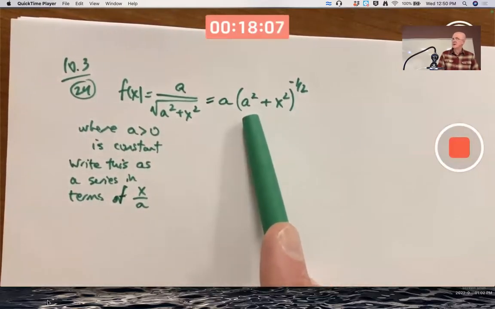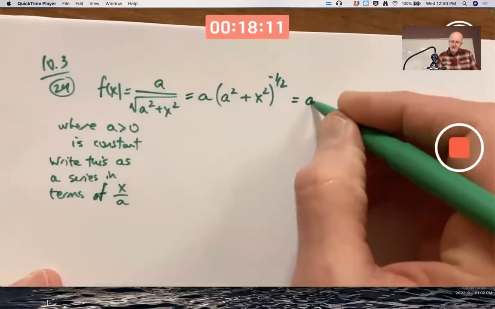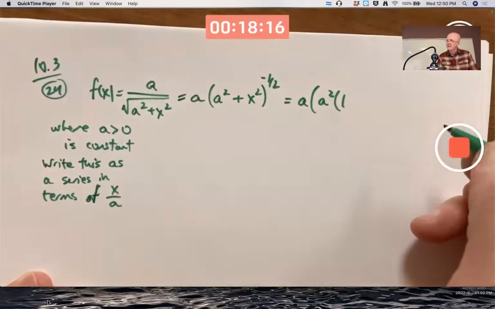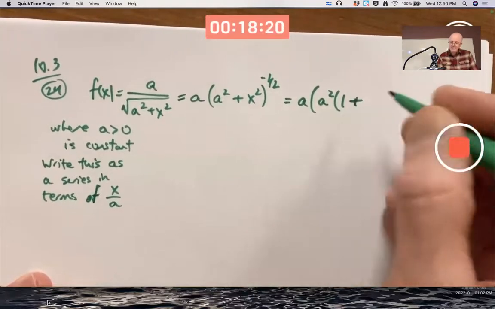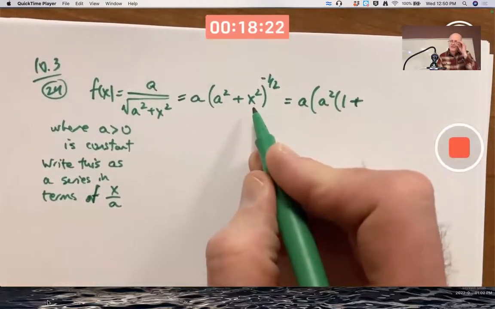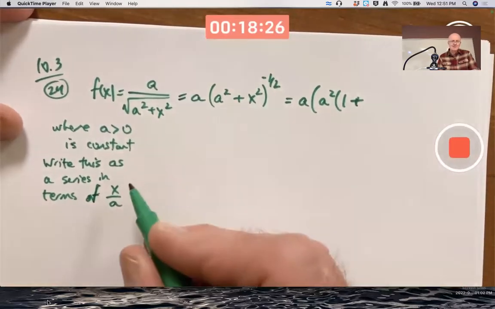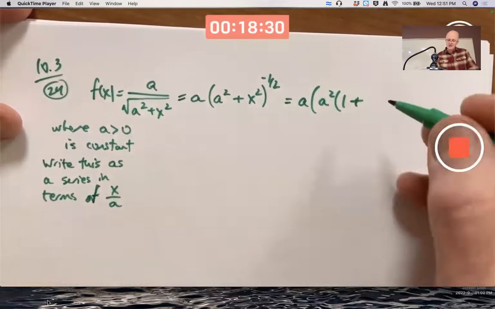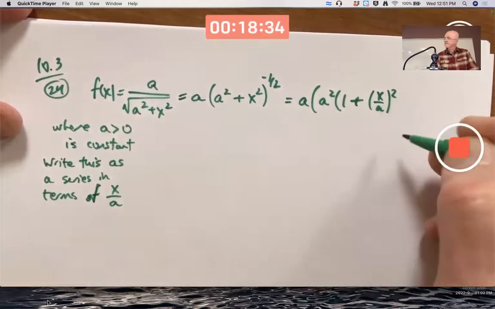So we need to do a little algebra trickery again. We need to factor out that a squared so that there's now a 1 there. But if you do that, you got to compensate. Instead of x squared, you'd have x squared over a squared. Or since we want terms that involve powers of x over a, it might be best to write it as x over a quantity squared.